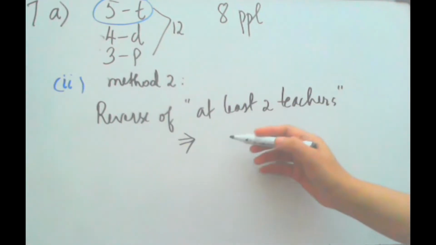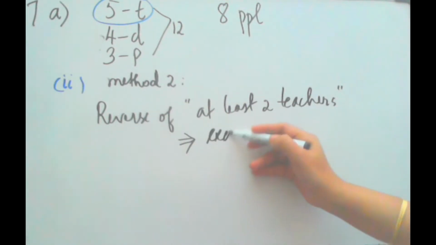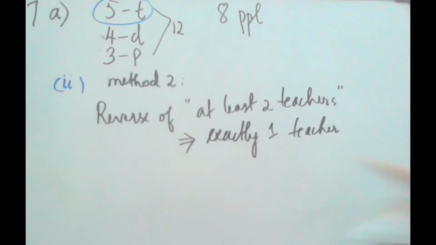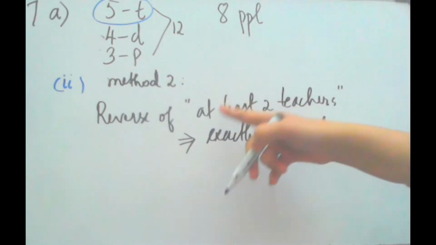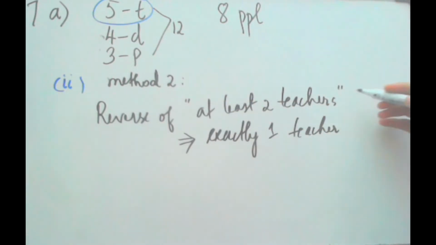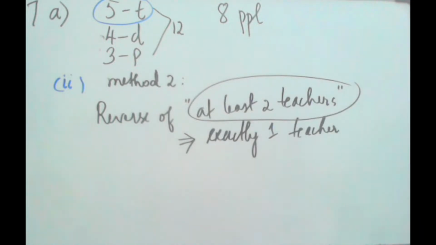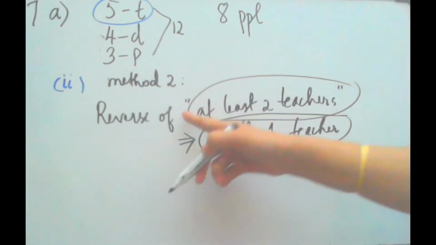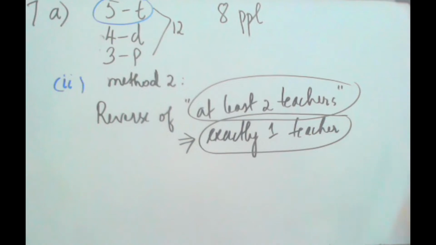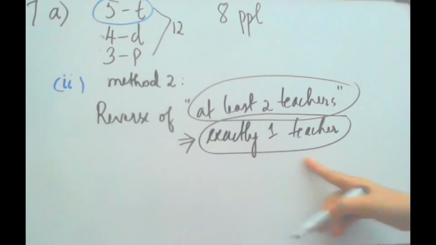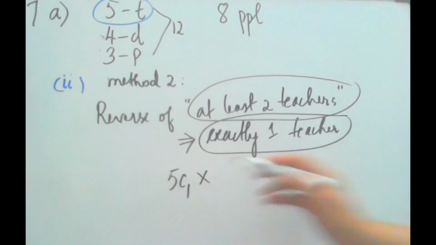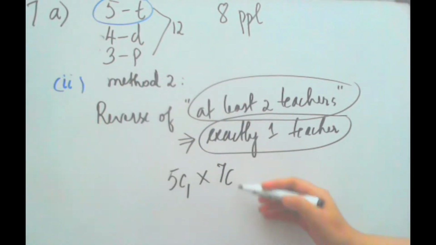So yes, you got it right. It means exactly 1 teacher. Do you see that? Exactly 1 teacher is opposite of at least 2 teachers. So the method 1 concentrated on this option. Now we will do this method in this method 2 using this statement, exactly 1 teacher. So what is the number of options for selecting exactly 1 teacher? That is 5C1, exactly 1, multiplied by out of 7 we have to select 7 people.